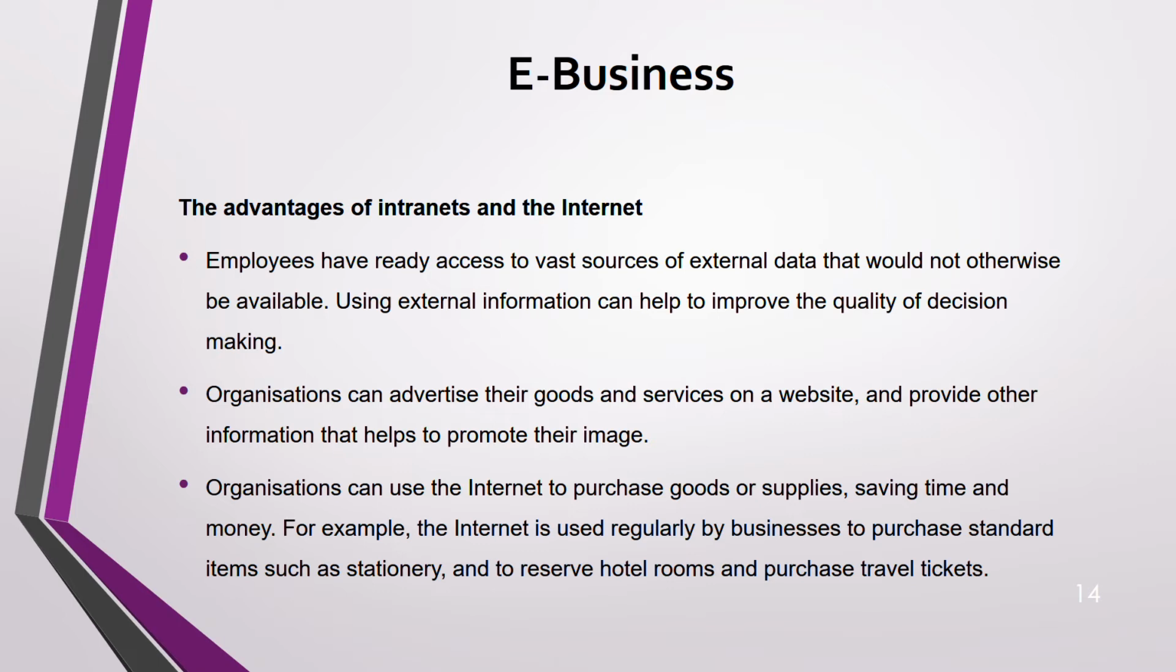or they will give you a reminder that you need to purchase this item by this date. And to reserve hotel rooms and purchase travel tickets, this also the internet can be used for. The internet can be used to reserve a hotel room as well as purchase a travel ticket. No longer do you have to go to the travel agent and get to know when your flight is. You can just check on the internet.